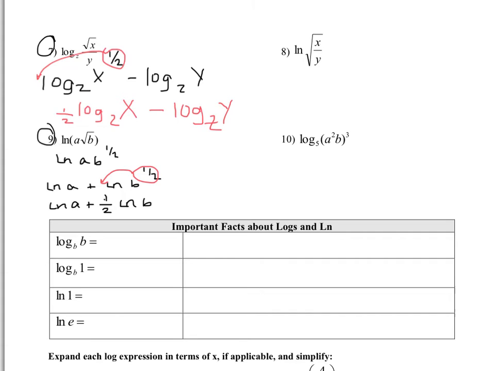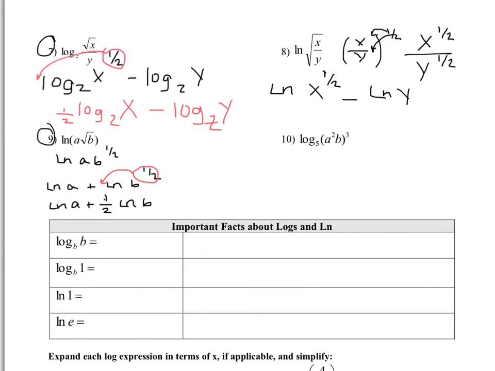Okay, let's look at example number 8. I'm taking the square root of this whole entire thing here, x over y. So we can write that as x over y to the 1/2 power. And we really know that that means I can distribute the power into the top and into the bottom. So that's x to the 1/2 over y to the 1/2. So now I can use my division rules. I have a quotient, so I'm going to subtract. So this should be ln x to the 1/2 minus ln y to the 1/2.